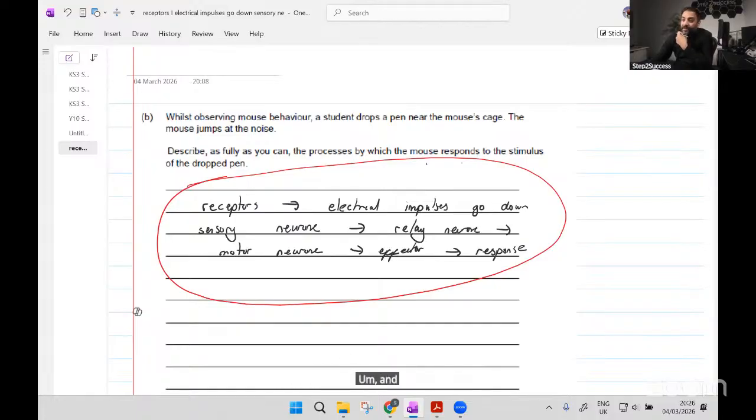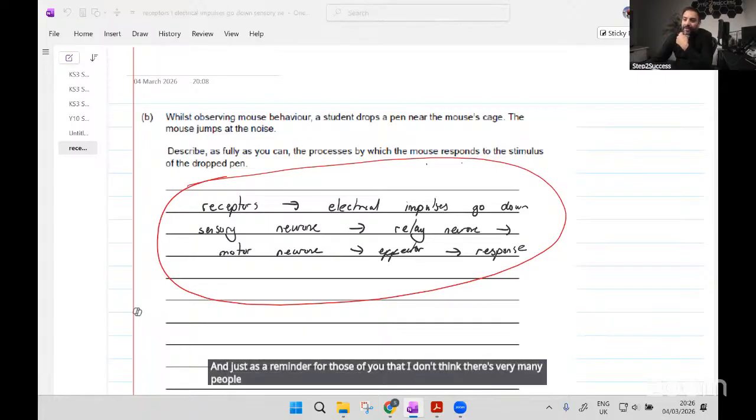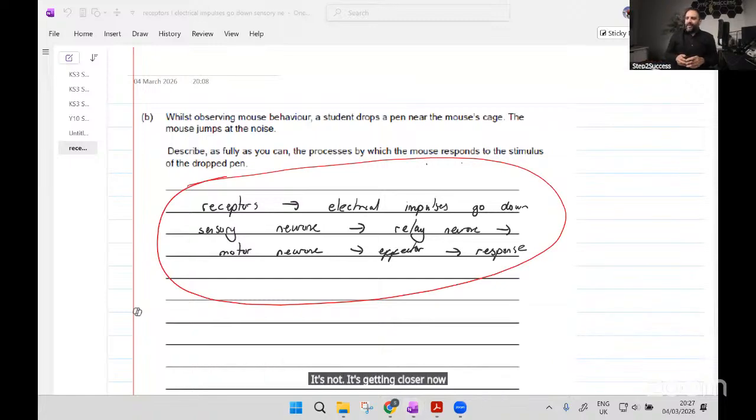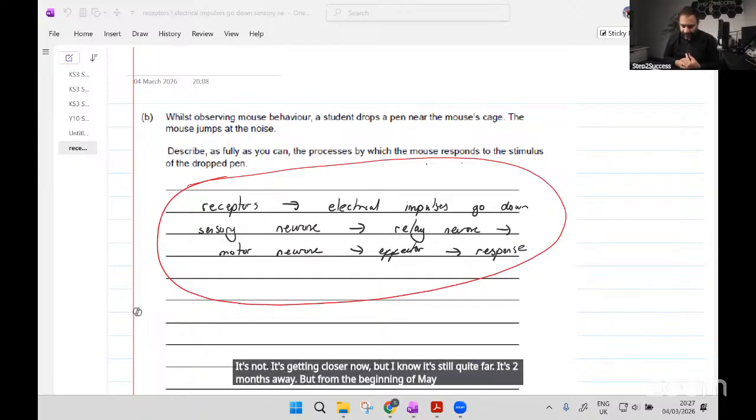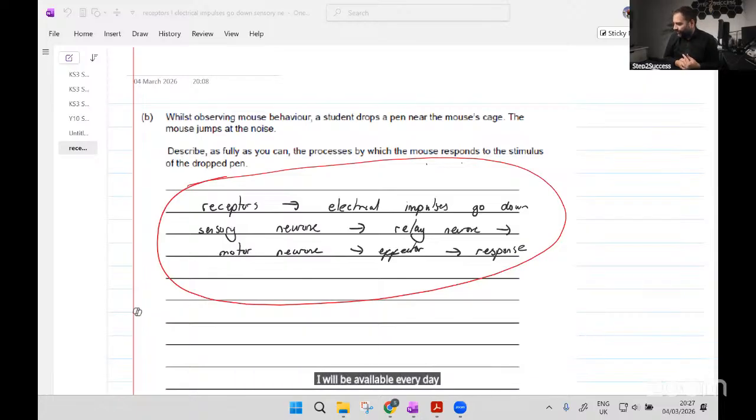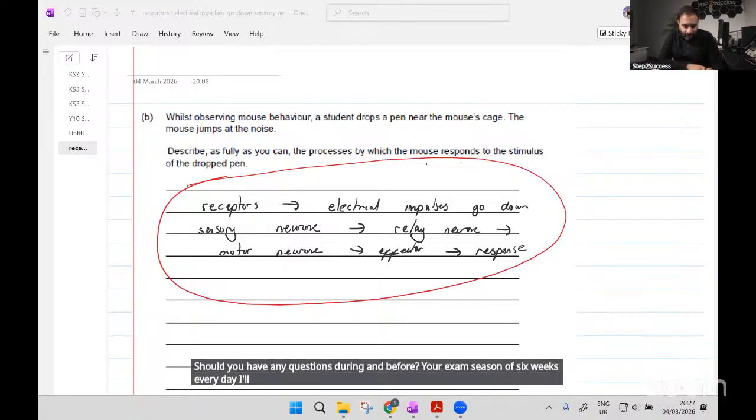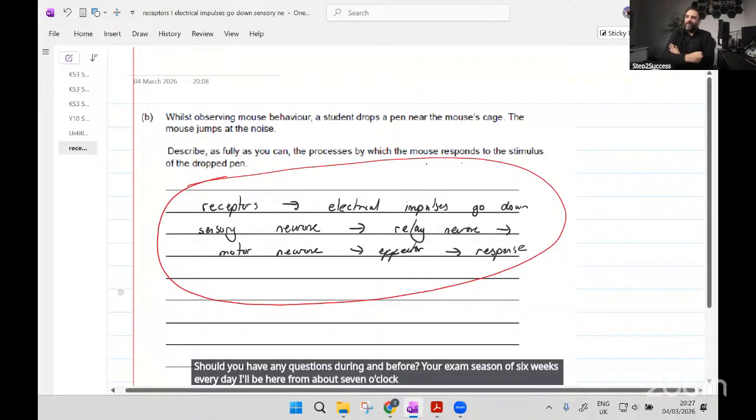Just as a reminder for those of you in year 11, I don't think there's very many people here, but it's getting closer now, though I know it's still quite far away. It's 2 months away, but from the beginning of May, I will be available every day for a short amount of time. Should you have any questions during and before your exam season of 6 weeks, every day I'll be here from about 7 o'clock, for about half an hour to an hour, to do anything really.